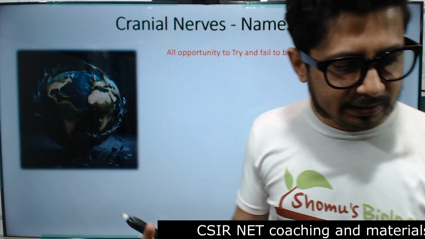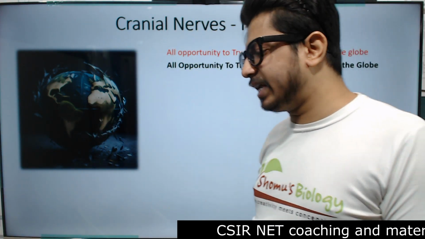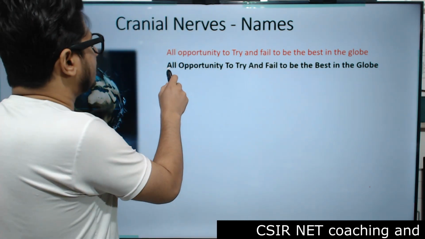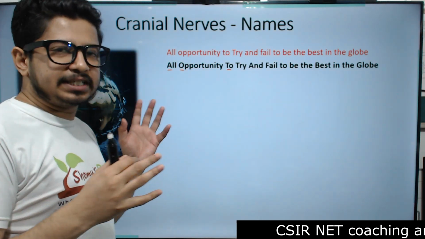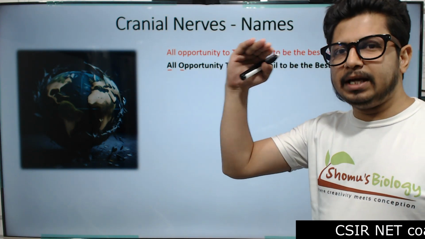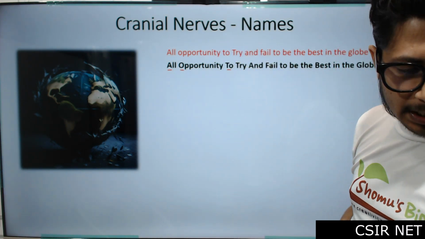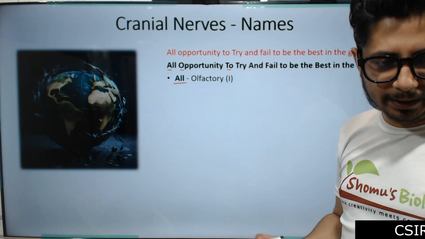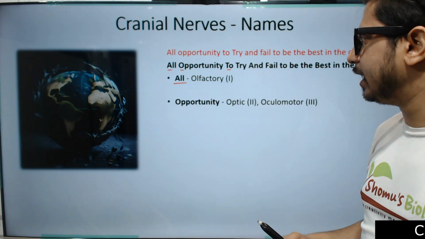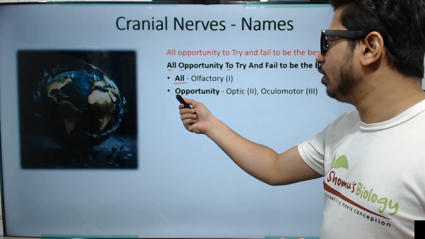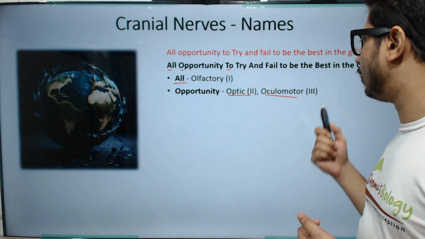Here I'll start with the different cranial nerves and rearrange this sentence, and you can clearly see the capital letters signify the names of individual cranial nerves. We need to maintain the order, because the sequence is important: cranial nerve 1, 2, 3, 4, like this. So let's begin. All is olfactory, so it's homophonic, olfactory, 1. The second one, opportunity, gives us two things, two O's. One is optic, the second, and the third one is oculomotor.